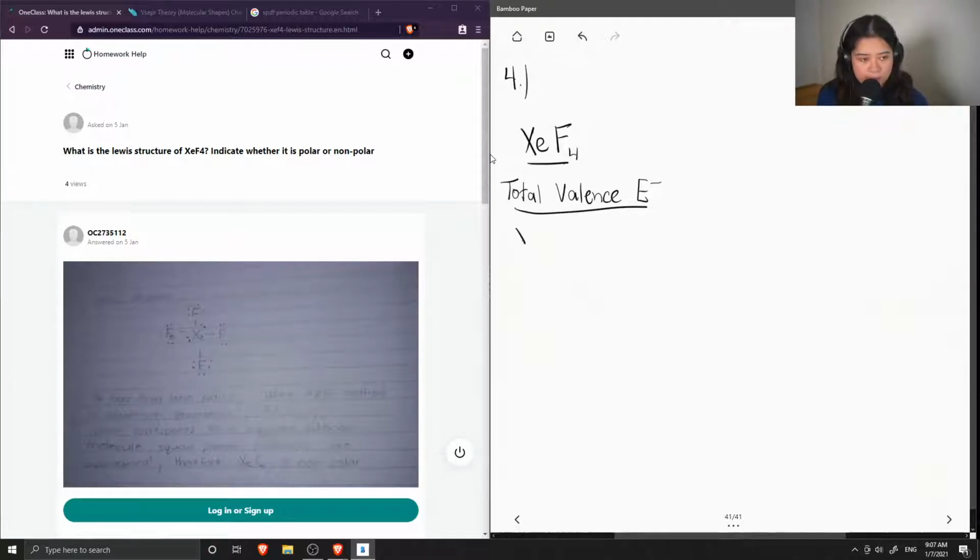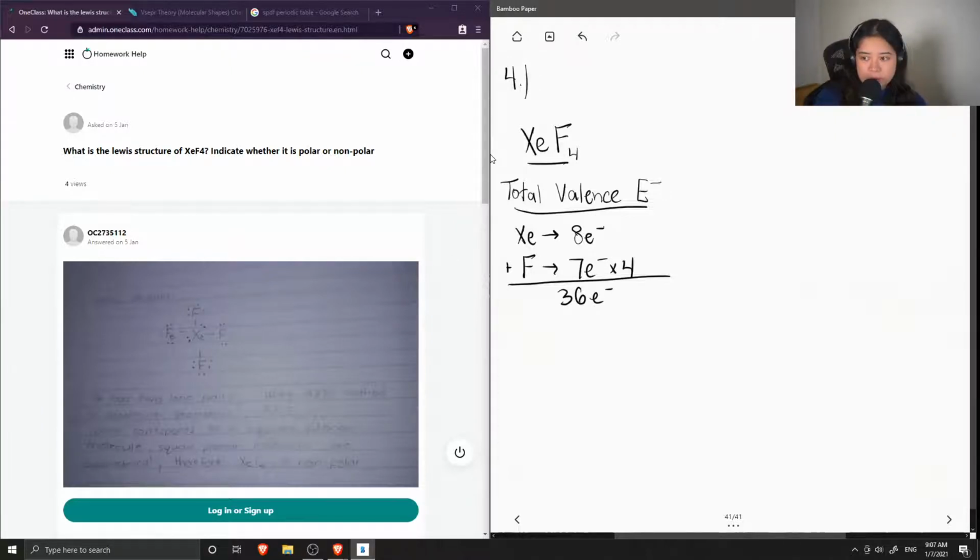So the xenon atom has 8 valence electrons, and a fluorine atom contains 7. And since there are 4 fluorines, we multiply that by 4. And if we add it all up, we should get 36 valence electrons.